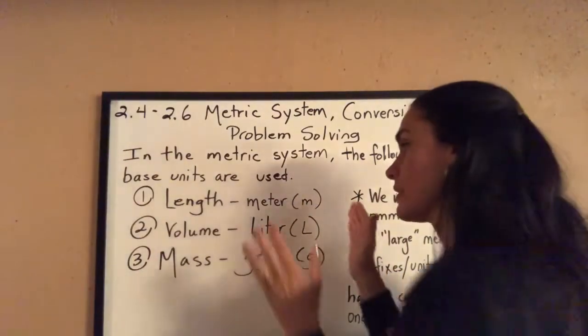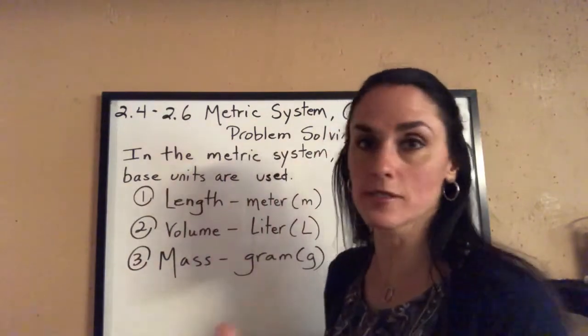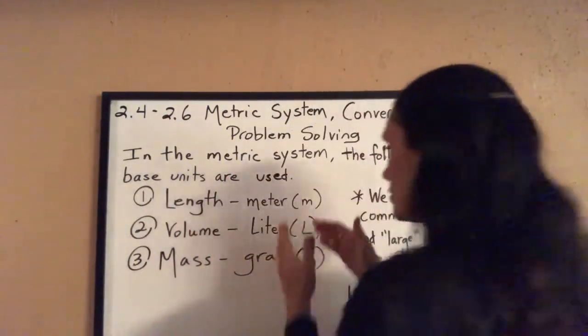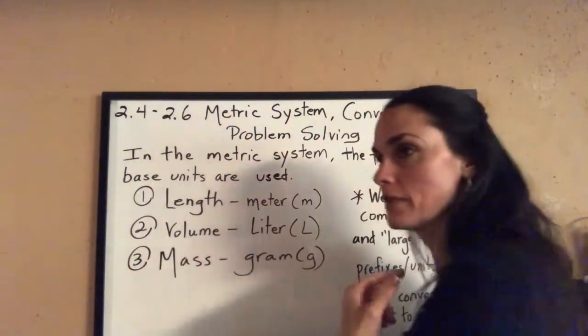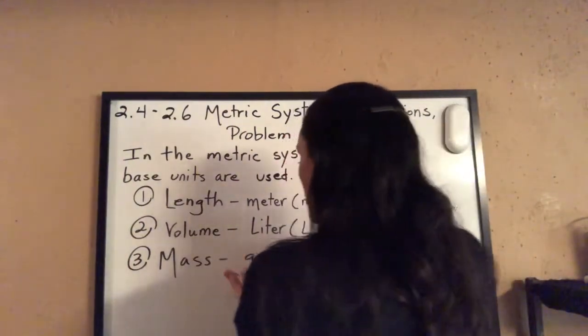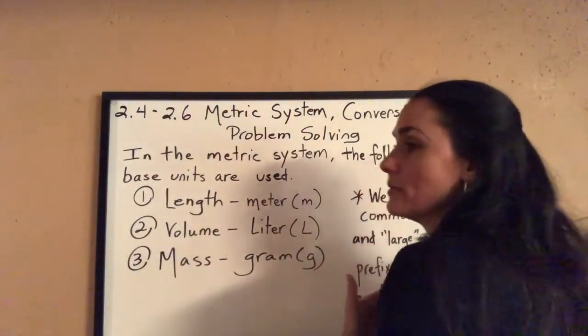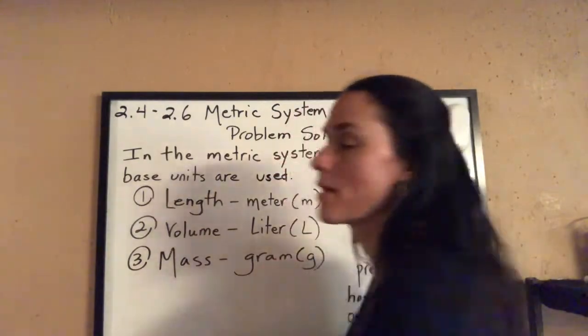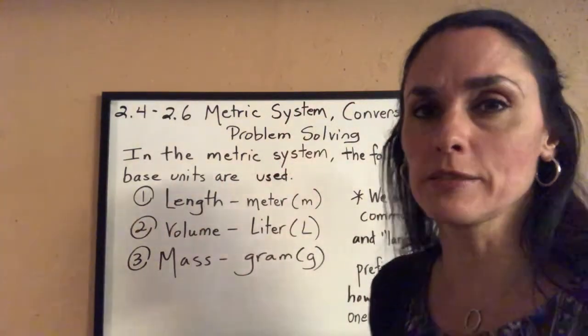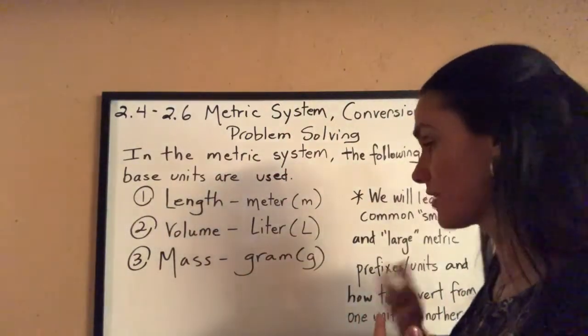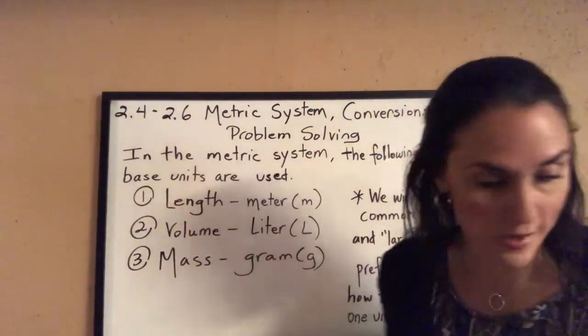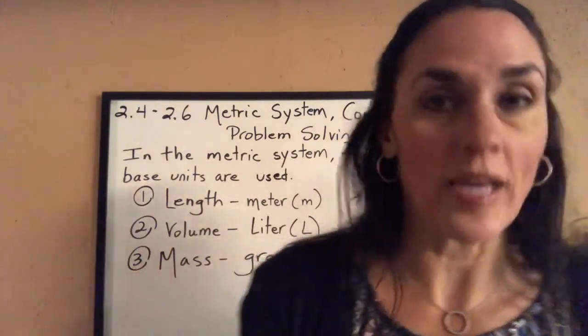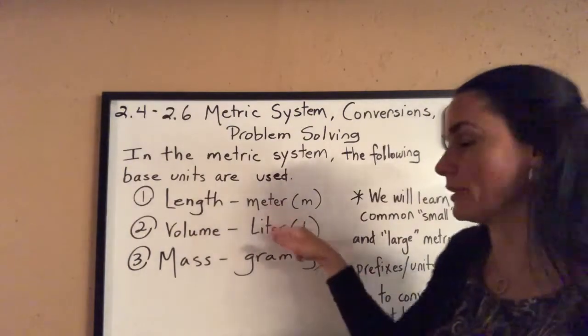So we have units that are smaller than the meter, such as the centimeter. We have units smaller than the liter, such as the milliliter. We have units larger than the gram, the kilogram, and smaller, the milligram. We're going to learn several prefixes, both large and small, and how they equate to the base unit.